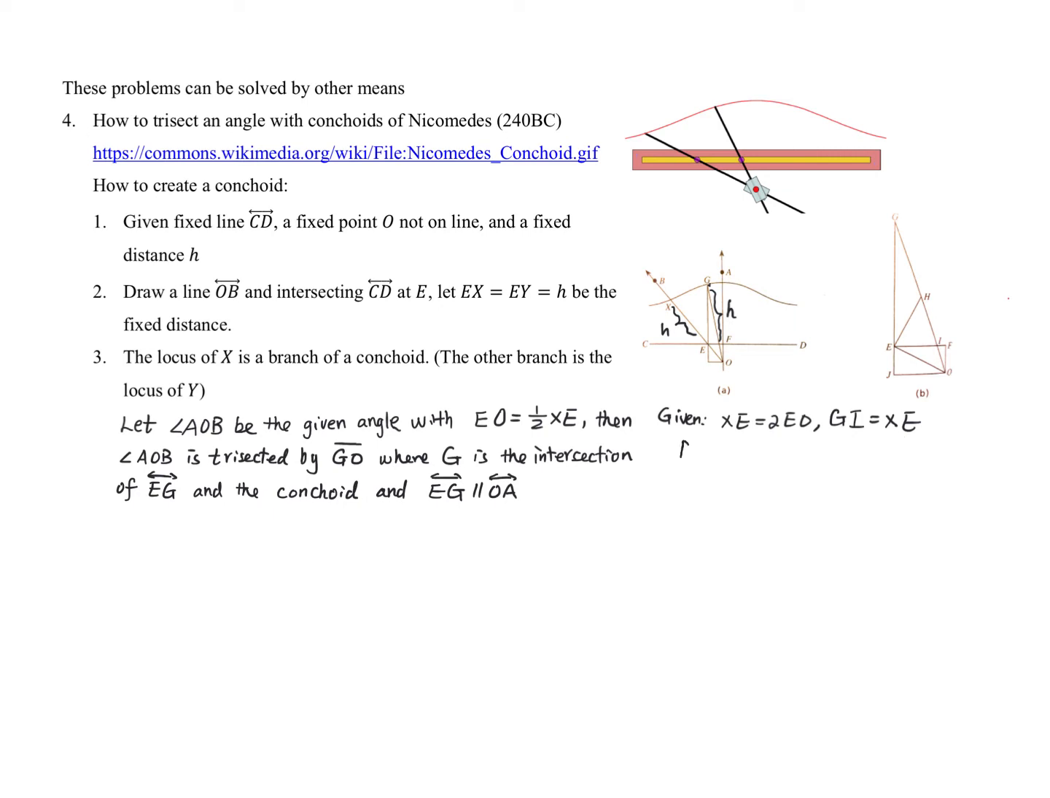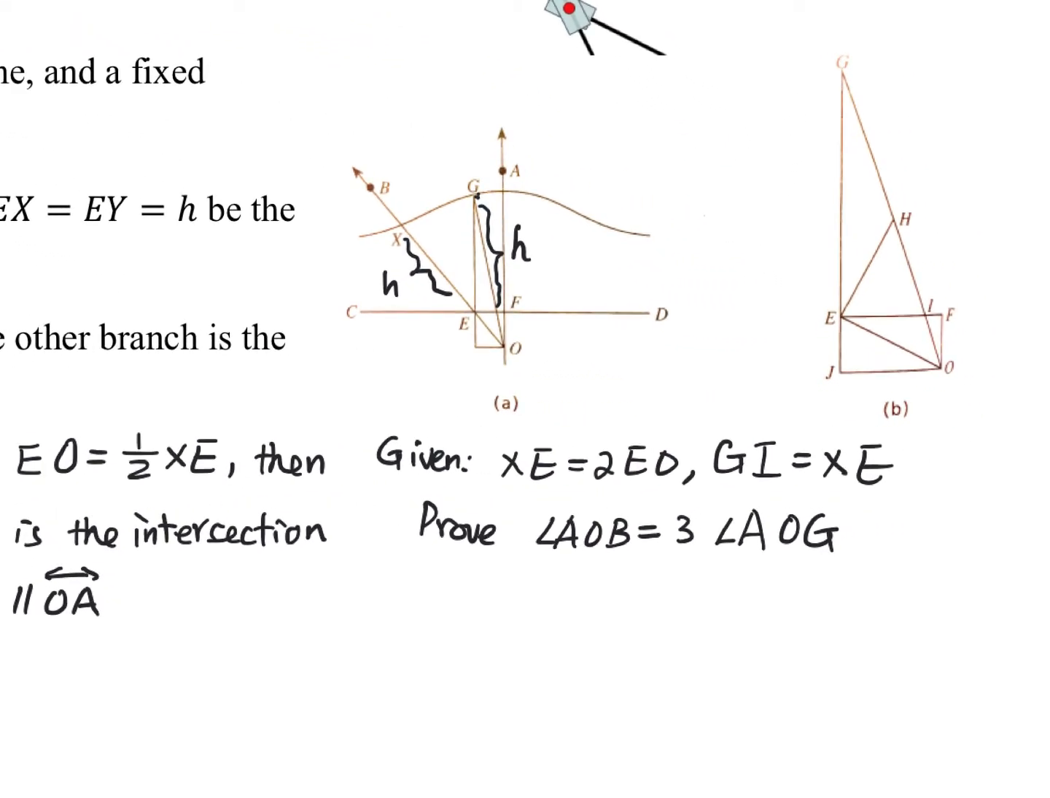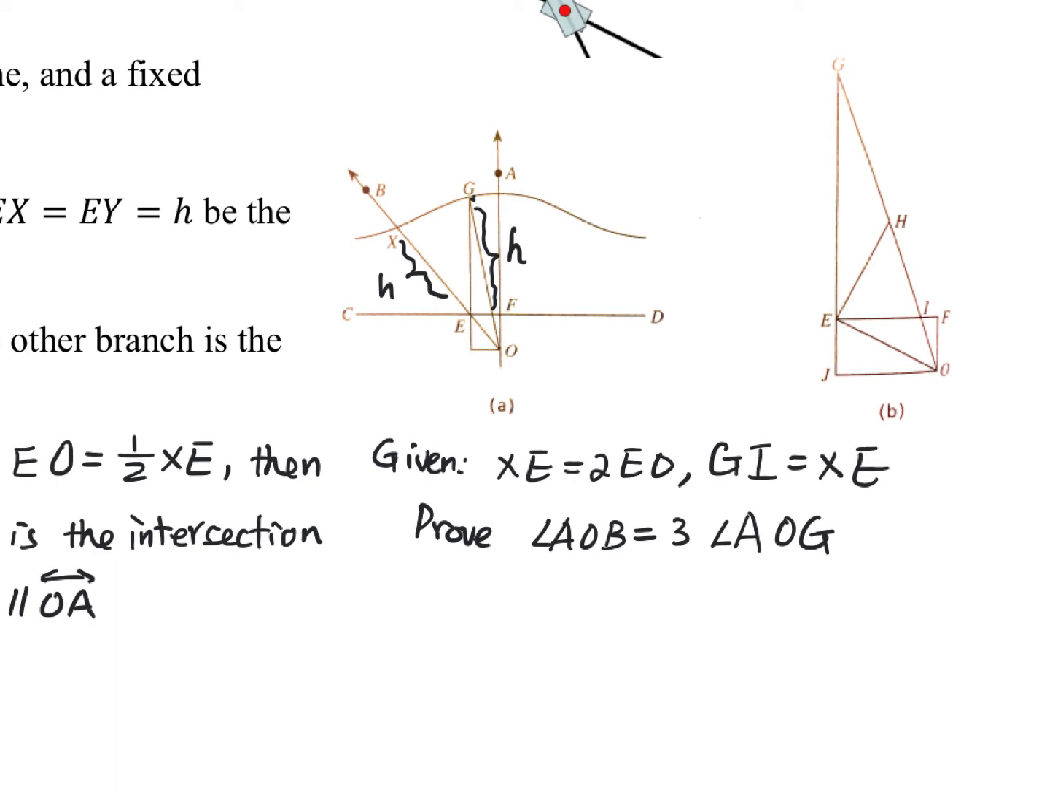And what do we want to prove? We want to prove angle AOB is equal to 3 times the angle AOG. So that means, in other words, angle EOG, which is this guy, should be twice of this smallest angle, which is this guy, angle FOG.